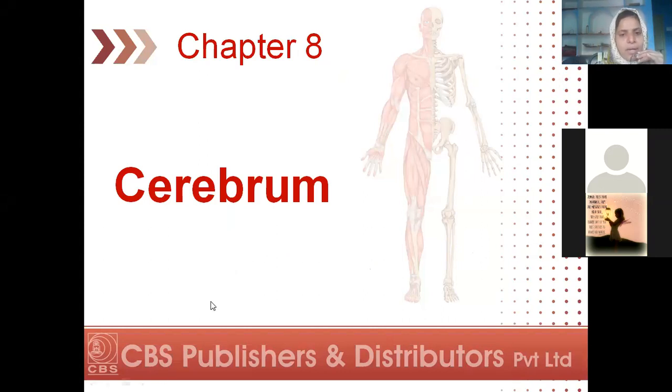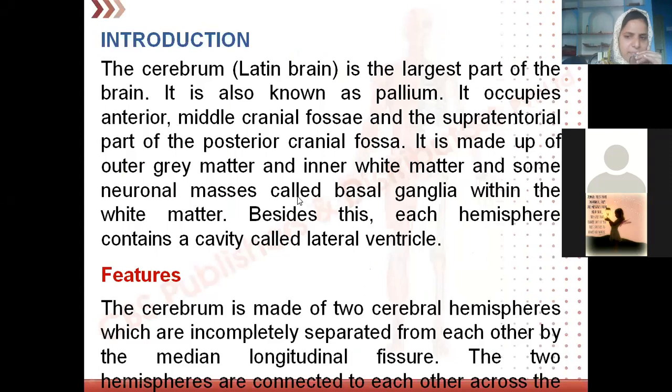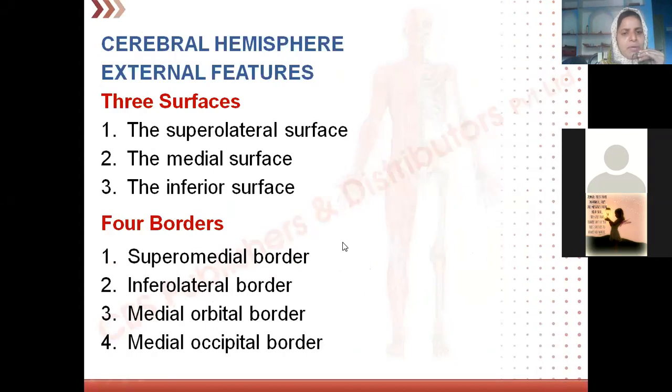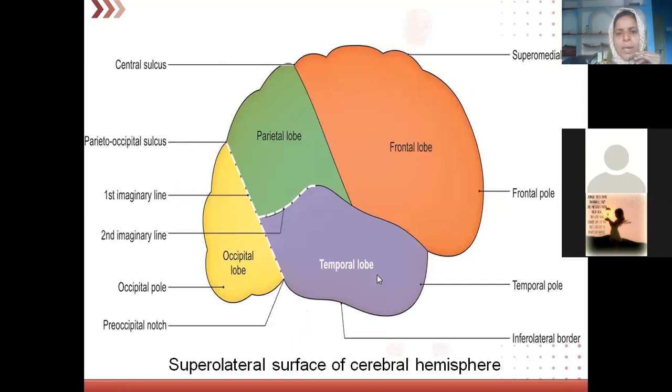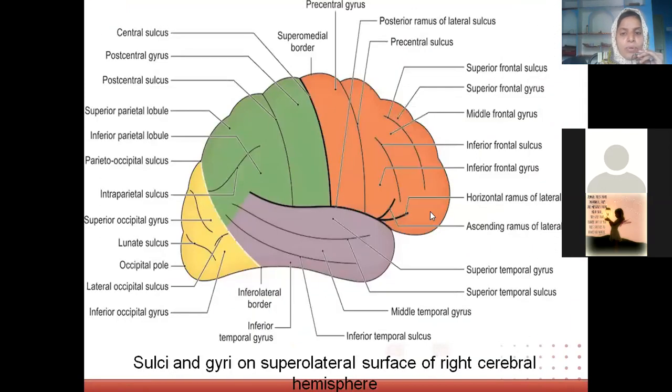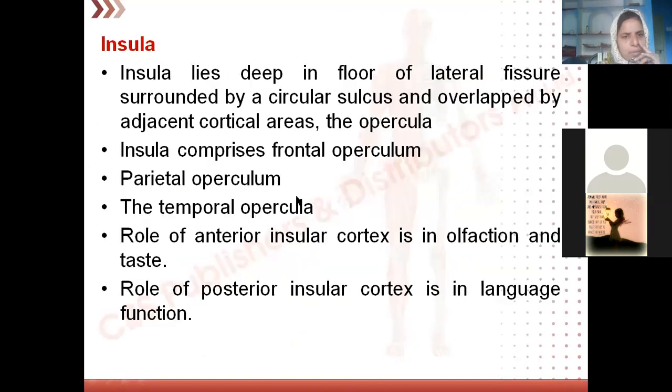Okay, so I will just take a fast review of what we have already discussed. Cerebrum, I gave you a detailed lecture on the surfaces, borders, poles. Pictures are good, I just wanted to show you. This is how it looks in the brain, parietal lobe, frontal lobe. We have discussed sulci and gyri, how beautiful they are. I will definitely share this PowerPoint today. This is BDC's PowerPoint only, and you need not buy any book. You can read from here.